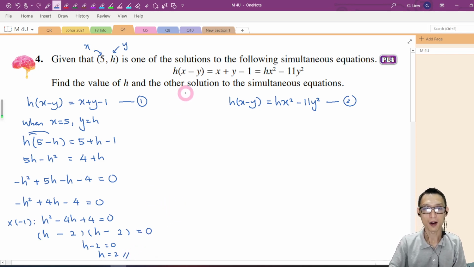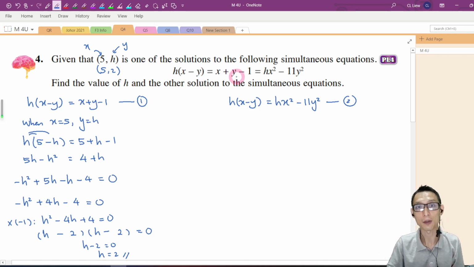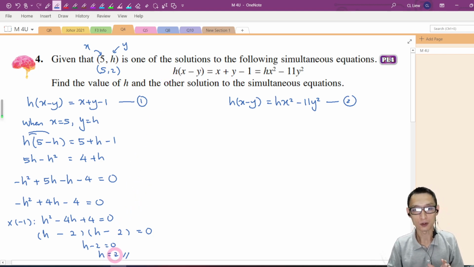Okay, the next part, we want to find the other solution to the simultaneous equations. One of the solutions is x is equal to 5, y is equal to 2. This is one of the solutions of this simultaneous equation. So the question asks us to find another pair of solutions. So I'm going to bring the value of h into here and into here as well.